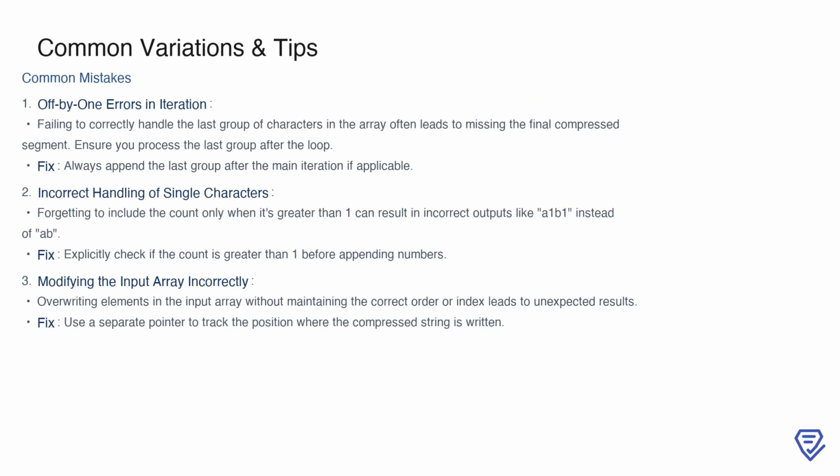One common pitfall in string compression problems is off-by-one errors in iteration. This often happens when the final group of characters isn't processed correctly, leading to missing the last compressed segment. To address this, ensure that after completing the main loop, you explicitly handle the last group if it hasn't been processed yet. Another mistake involves incorrectly handling single characters. For instance, appending a count even when it's 1 can result in outputs like A1B1 instead of the expected AB. To fix this, you should only append the count if it's greater than 1.